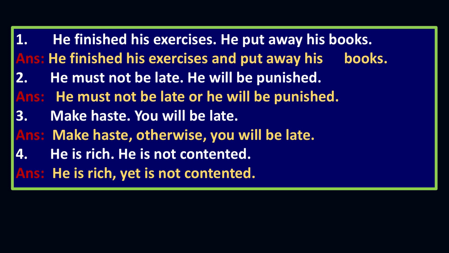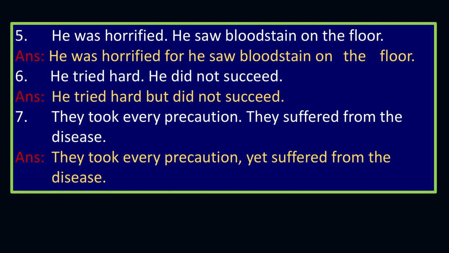He is rich, yet he is not contented. Right? He was horrified, for he saw blood stain on the floor. Here, this for, this coordinator conjunction, means because. He was horrified as he saw, or for he saw, blood stain on the floor. He tried hard, he did not succeed. He tried hard, but did not succeed.